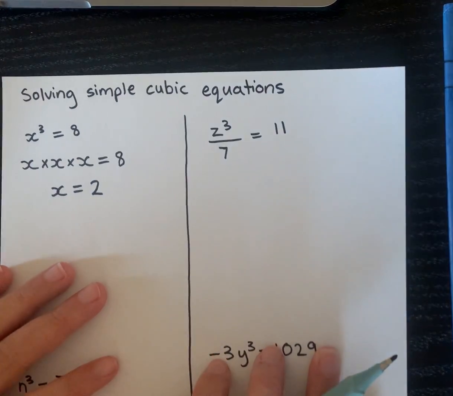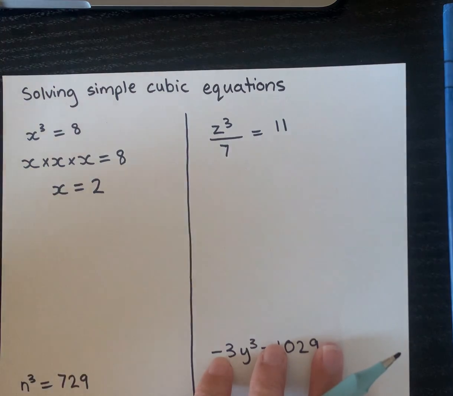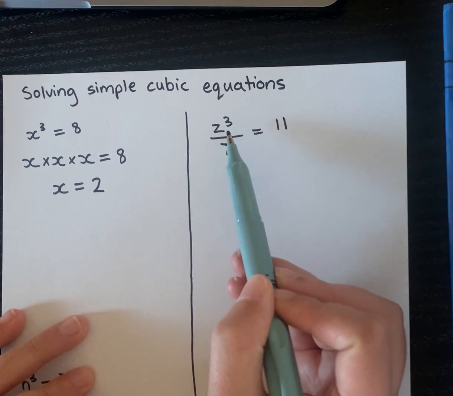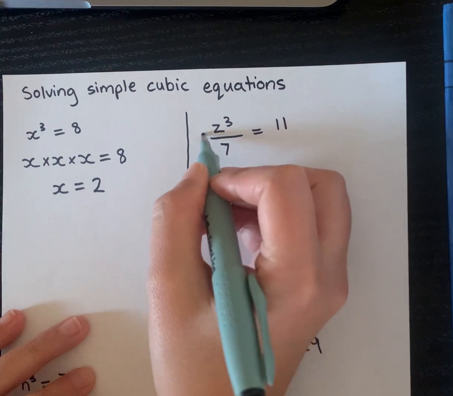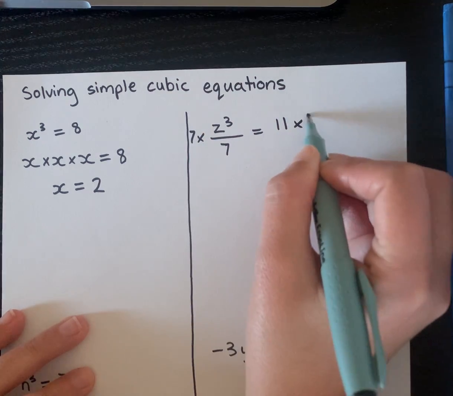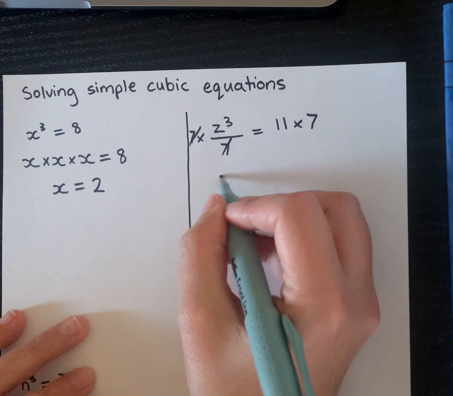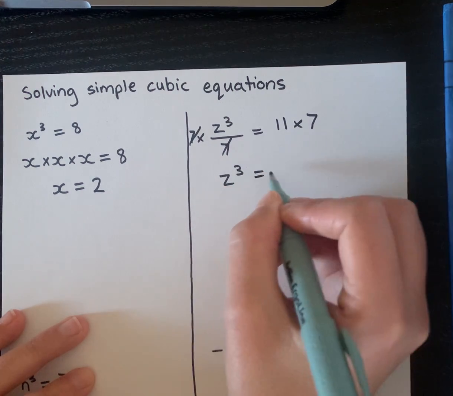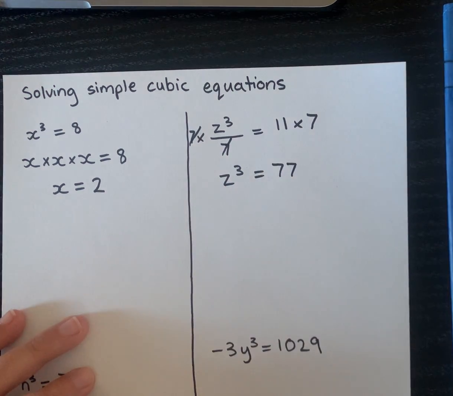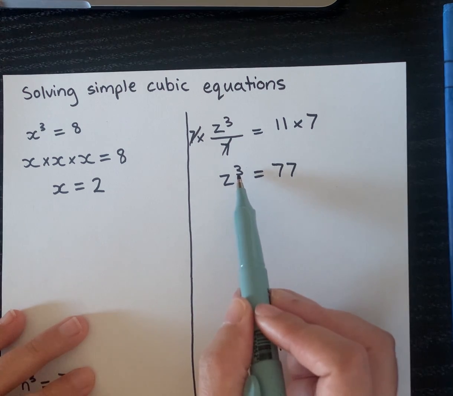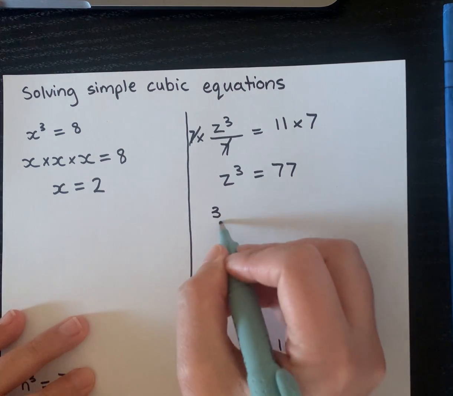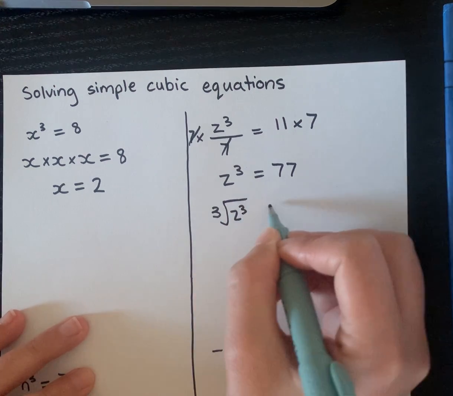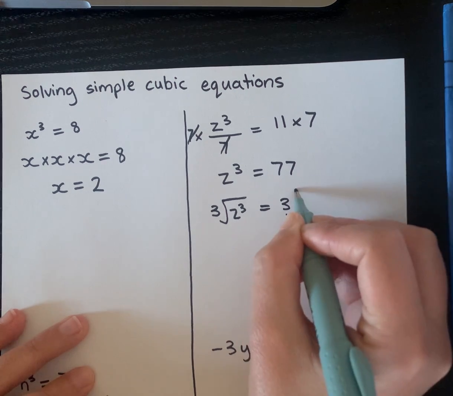Up here, we've got just another step, really. Basically the same question, but we need to isolate the z cubed first. We want to get that on its own, and then we can take the cubed root of both sides. So we just want to get rid of this denominator. So that leaves us with z cubed is equal to 77. Now we need to undo this power here. We want to get rid of the power, so we need to cube root it. Take the cubed root of both sides.